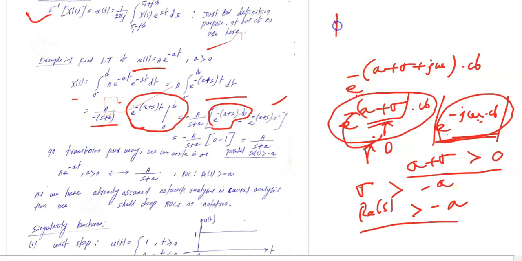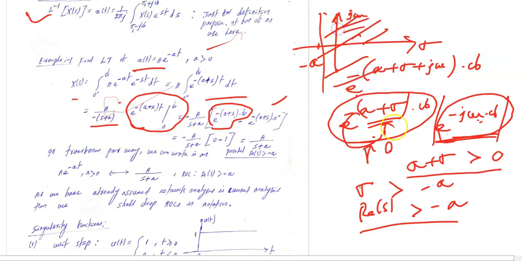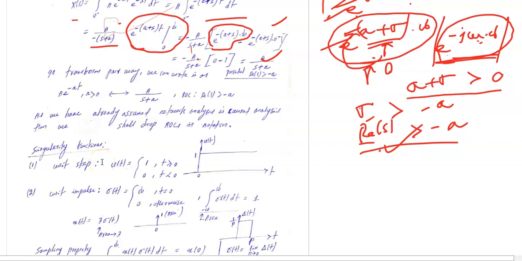If you have a small knowledge of the complex plane, this is the real axis, this is the imaginary axis, and this is, let's say, minus a. Whatever the point in this region, the real part of s satisfies this condition. So this is called the region of convergence of this Laplace transform. We write the transform pair in this way.